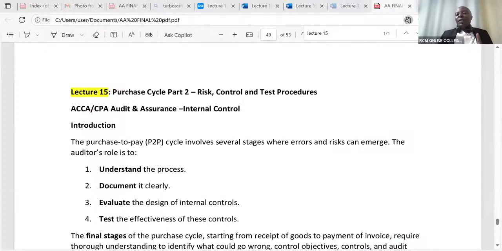And today we shall be able to look at lesson number 15, lecture number 15. Remember the first purchase cycle that we did, purchase cycle part 1, was on lecture 14. So I'm still going to continue with this purchase cycle. I'll be taking you through purchase cycle part 2.